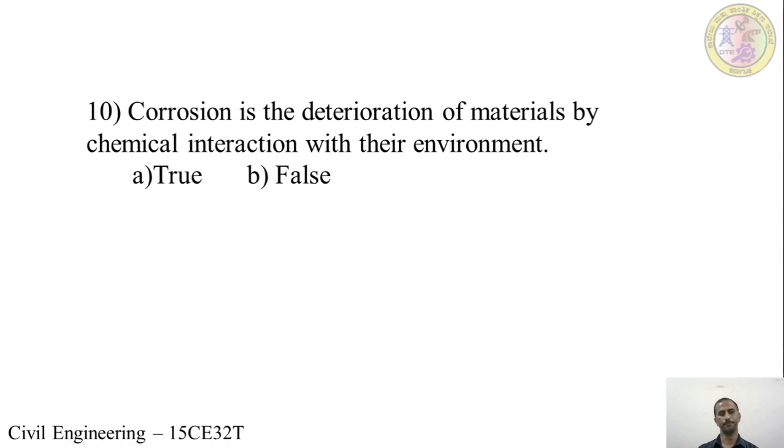Question number 10. Corrosion is the deterioration of materials by chemical interaction with their environment. It is the definition of corrosion, whether it is A. True or B. False. And the answer is true. Corrosion is the process of deterioration of material by chemical interaction with their environment. That includes the water flowing, air, moisture, and the contact soil.